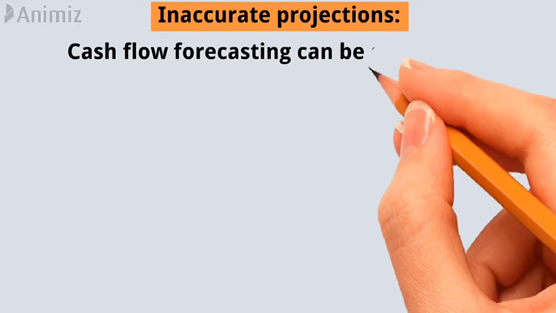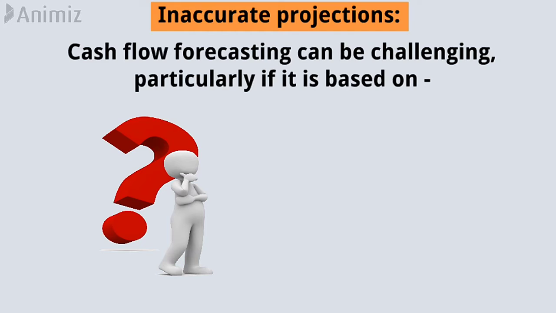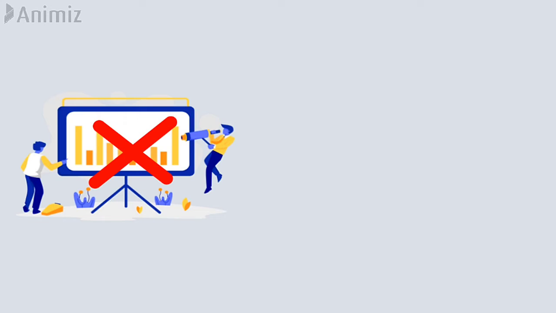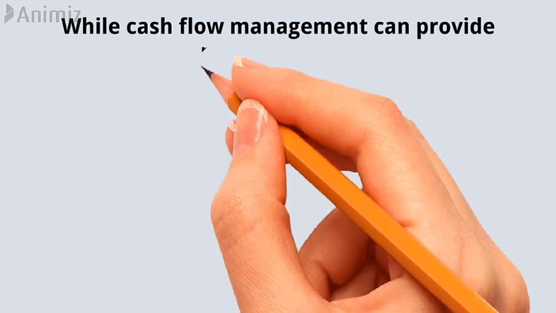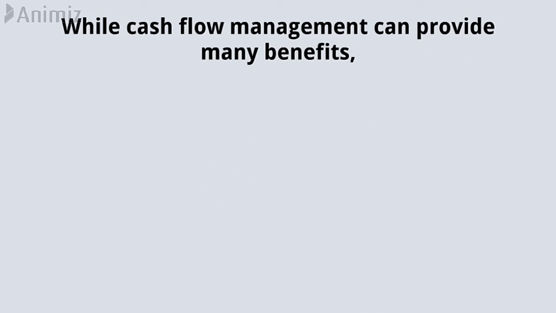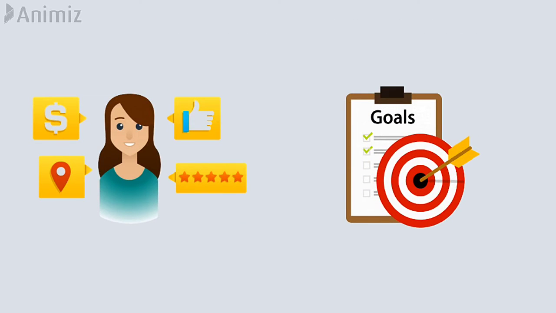Inaccurate projections. Cash flow forecasting can be challenging, particularly if it is based on inaccurate assumptions or incomplete financial data. This can lead to inaccurate cash flow projections that can impact financial decisions and planning. Overall, while cash flow management can provide many benefits, it is important to balance the benefits against the potential drawbacks and consider the specific needs and goals of each business or individual.